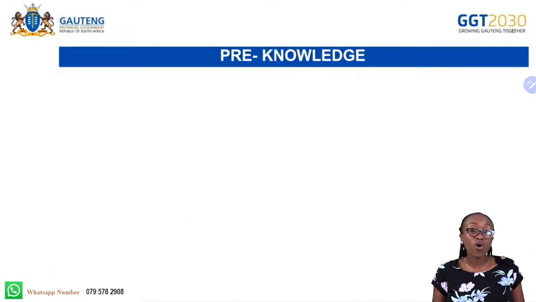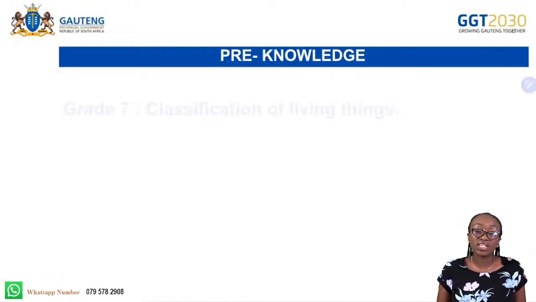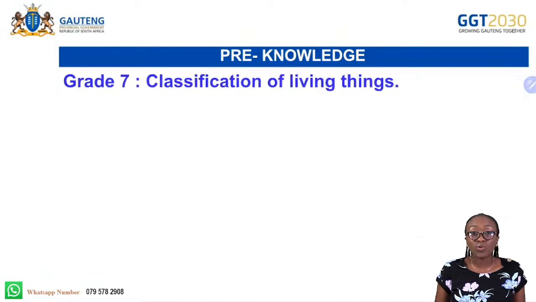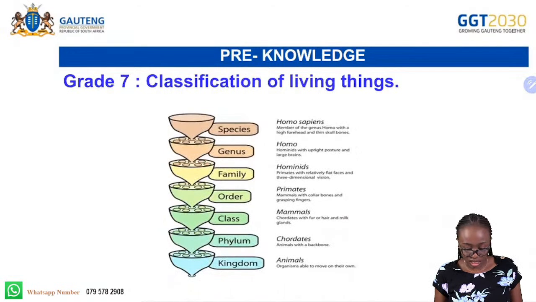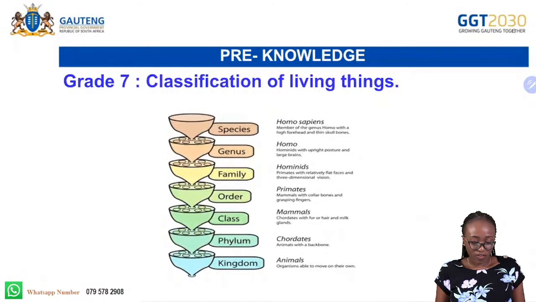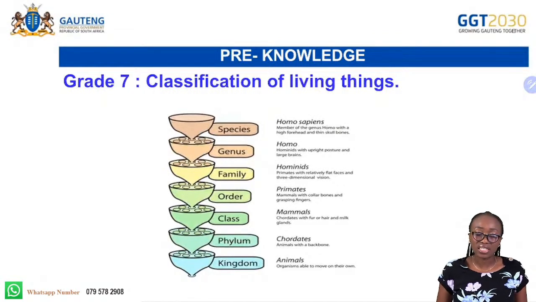Now let's move on to the pre-knowledge slide. In grade 7, we were introduced to classification of living things: kingdom, phylum, class, order, family, genus, and then lastly, species. So we were introduced to the classification.